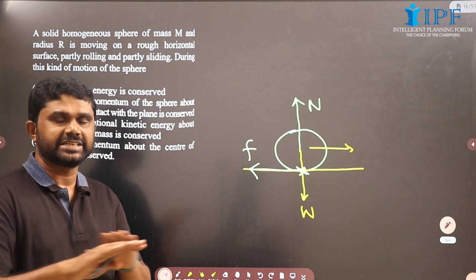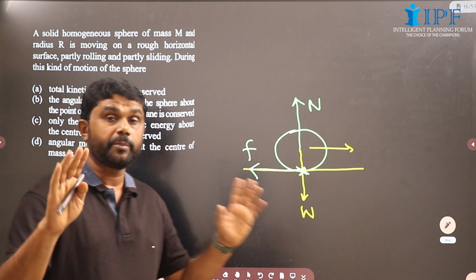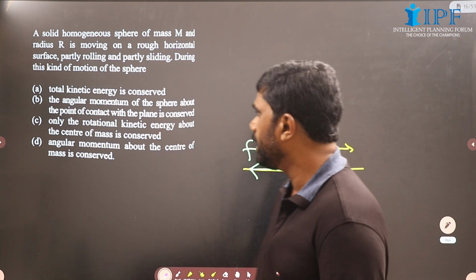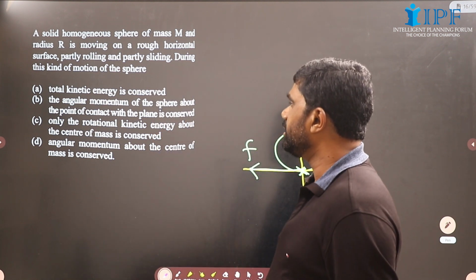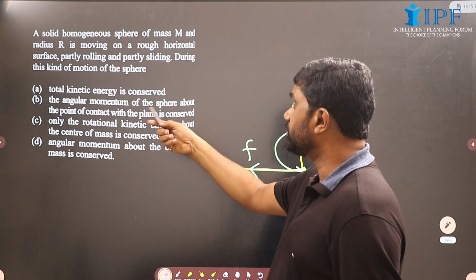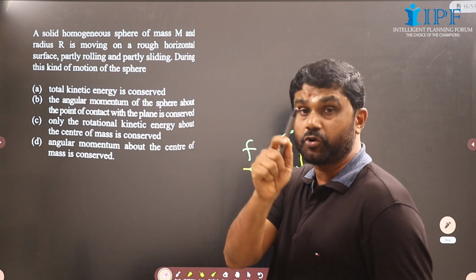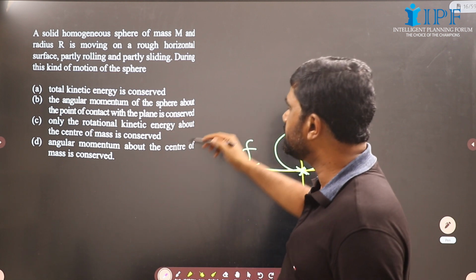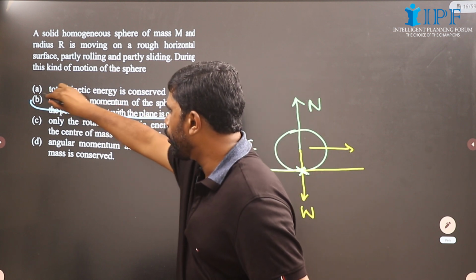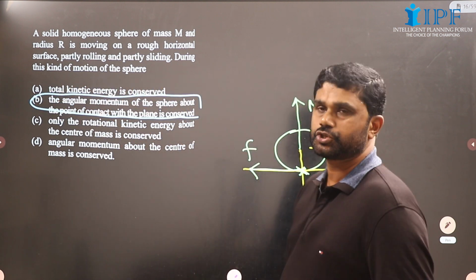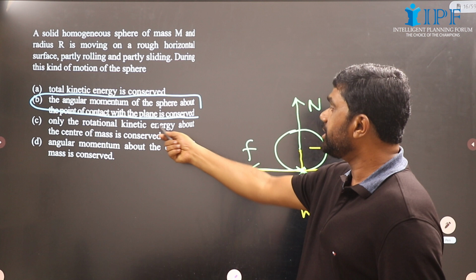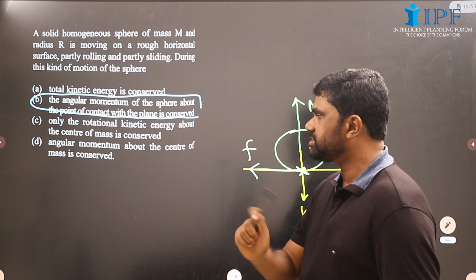So resultant torque 0, angular momentum will be conserved. So total kinetic energy is not conserved. Angular momentum of the sphere about the point of contact with the plane is conserved. So only this one will be true. And the rotational kinetic energy about the center of mass is not conserved.